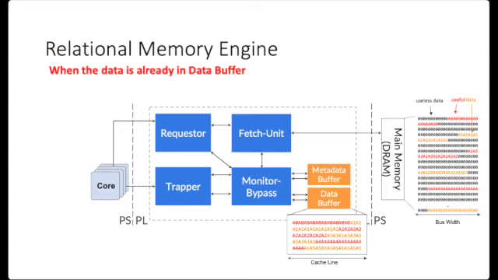When the data is already in the data buffer, monitor bypass knows the requested data is ready by checking the metadata and notifies the trapper, and the trapper transfers the data to the CPU. The entire process is automatically handled by the relational memory engine itself. CPU only sees the ephemeral variable.